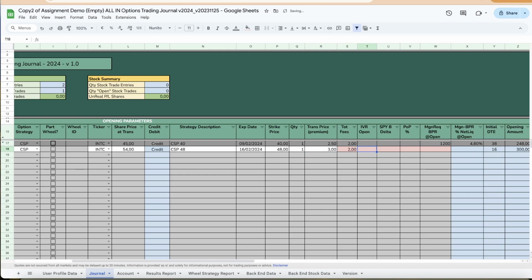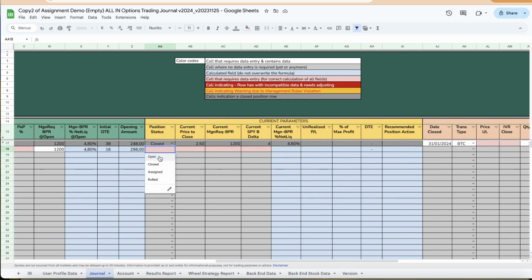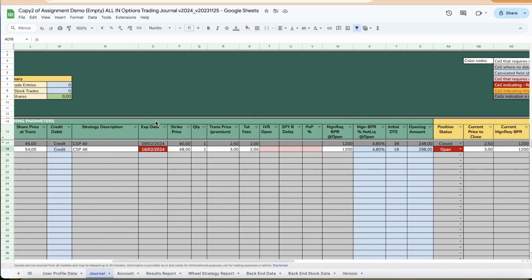Total fees is still the same, $2 per transaction, and let's say that the requirement is also 1200 in this case. Again, I complete everything here. In my initial setup, I need to open the position, of course. The current price to close, I always take the same as my transaction price initially, and that's what I do. 1200 here. I will leave the SPY beta delta for now, and my position is open. Of course, it's still the 16th of February expiration date. We are the 18th, so it's still indicated here in red.